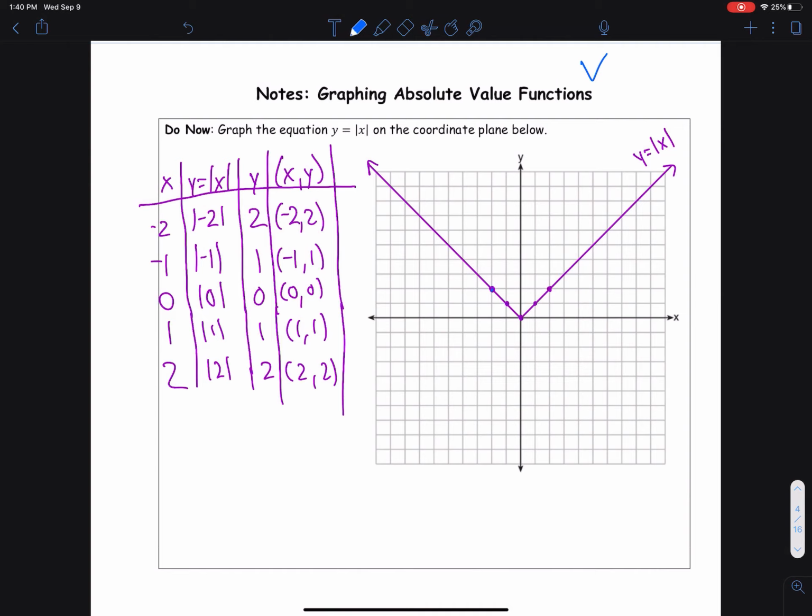I also want to show you guys how to graph this in your calculator. So I'm going to erase this, and we're going to use the calculator for this.